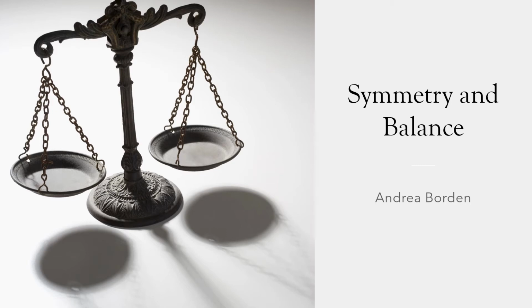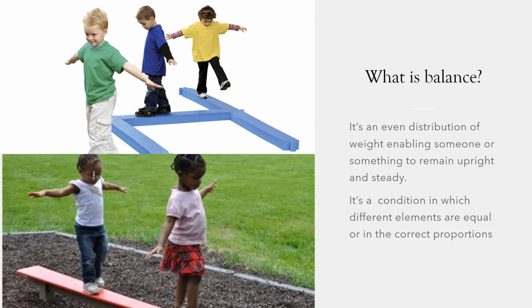This week we'll be learning about symmetry and balance. What is balance? Take a look at the children on the balance beam. They have their arms out to the left and the right to help them keep their balance. Balance is an equal or an even distribution of weight, enabling someone or something to remain upright and steady. In art, it's a condition where the different elements are equal or in correct proportions.